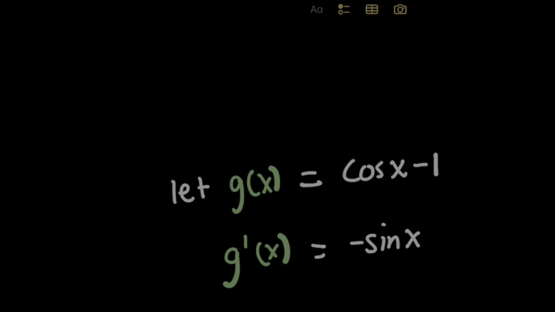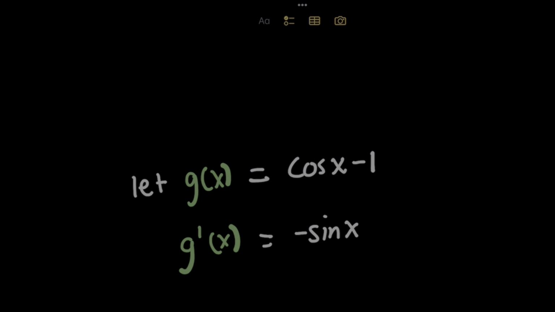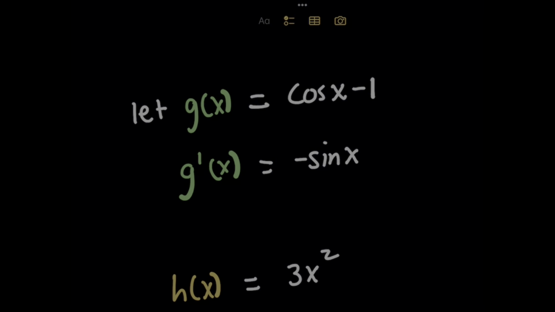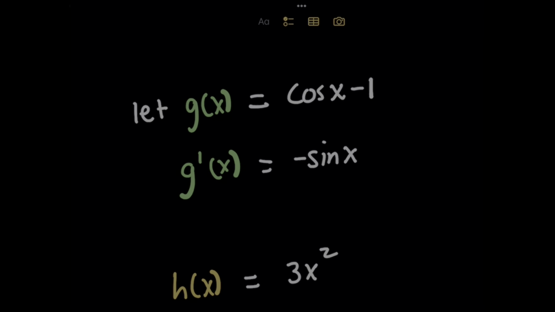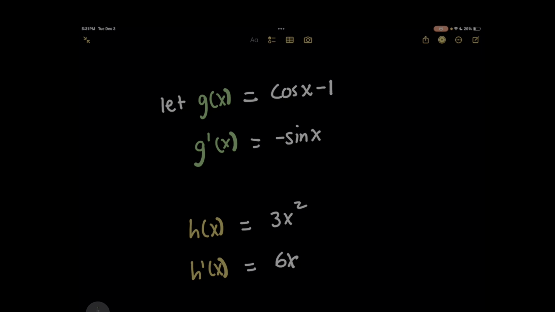So now what I'm going to do is let this new numerator g of x be cosine of x minus 1, and the new denominator is going to be 3x squared. And then for both, when I take the derivatives once again, for the new numerator's derivative, you get negative sine of x. And for the denominator's derivative, you'll get 6x.